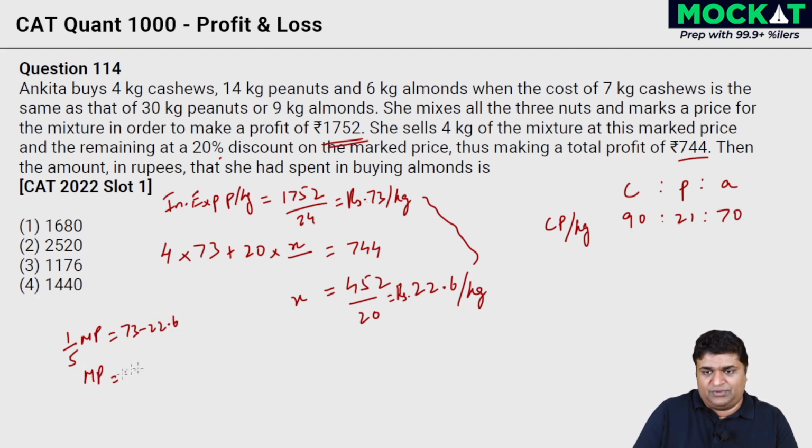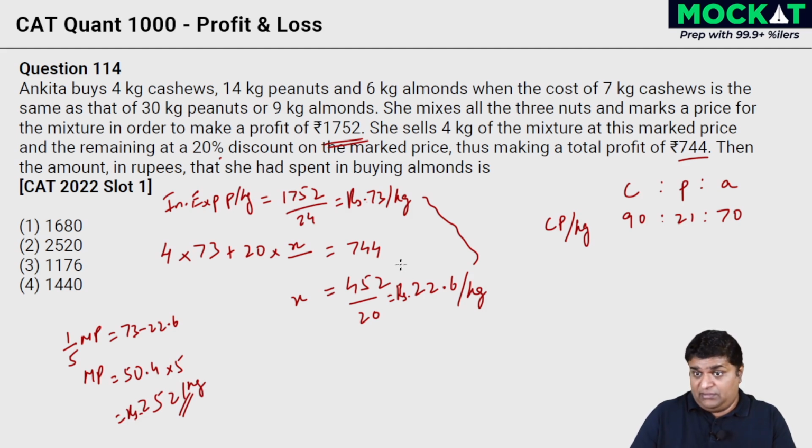So the mark price over here was 73 minus 22.6, and that gives us a 50.4 into 5, which comes to 252 rupees. That's the mark price per kg, right? Let's clearly write that down.